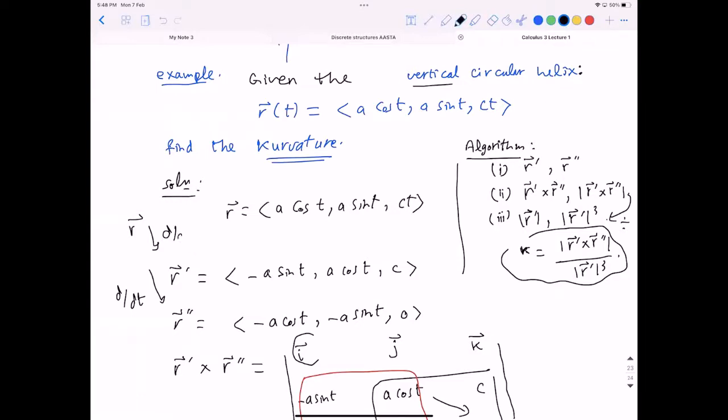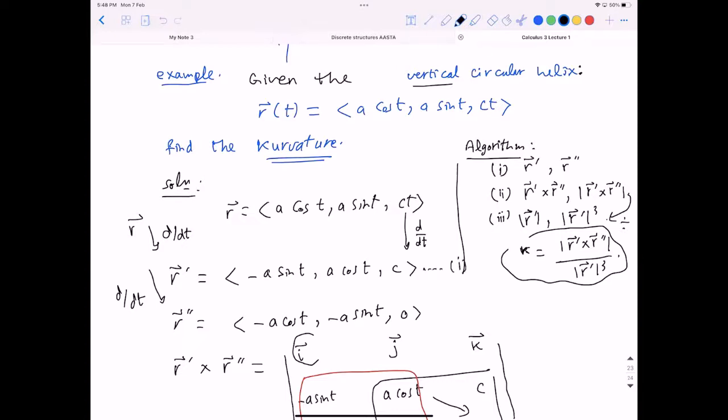So we have negative A sin T and A cosine T. We get R prime: negative A sine T, A cosine T, and C. The derivative of CT is C, only C. The second derivative again: negative A differentiates to negative A cosine T, negative A sine T, and 0. Okay, this will be needed again.